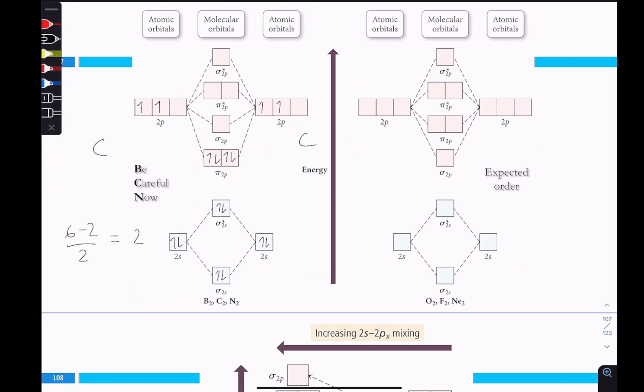So it's boron, carbon, and nitrogen that have this unexpected order. Oxygen, fluorine, and neon would have the expected order. So the sigma is always lower than pi. And the separation between the pi's is actually smaller than the separation between the sigma bonds.